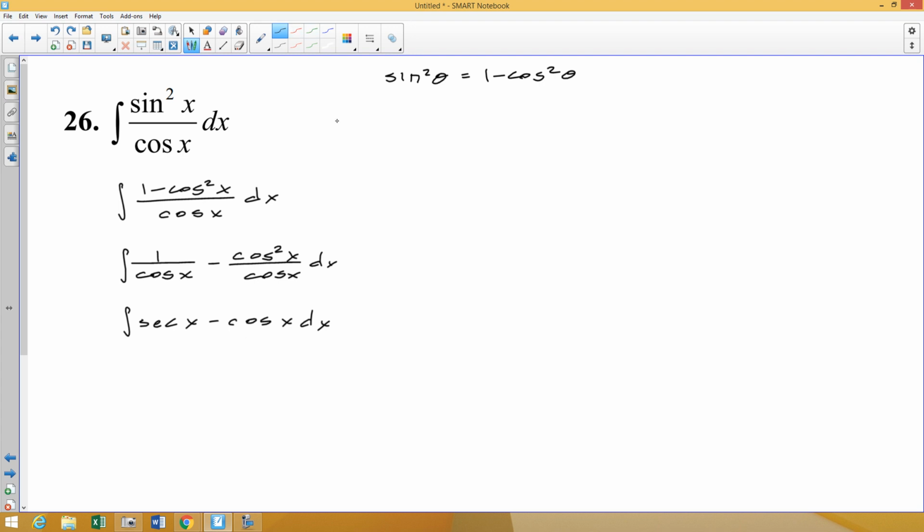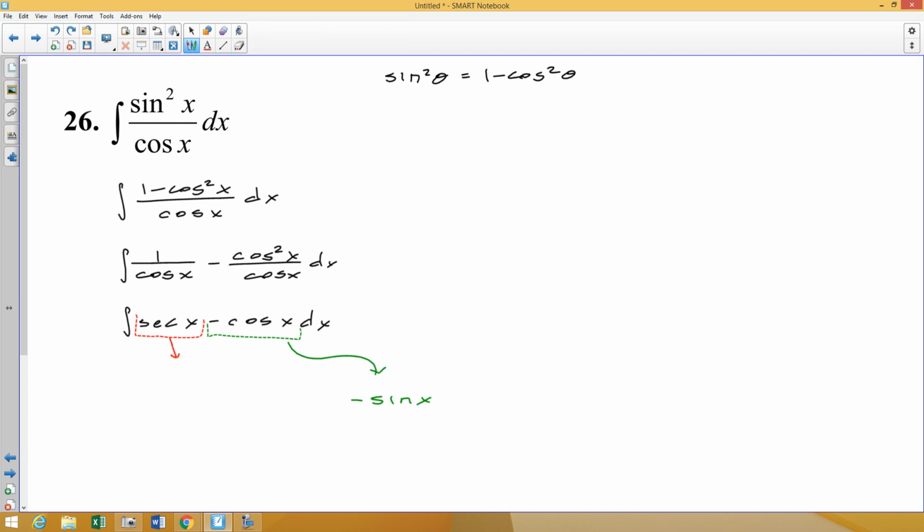Cosine is the derivative of sine. So when I integrate this part, the minus cosine x, the antiderivative of that is going to be minus sine x. The antiderivative of secant, if you're one of my students, we have not talked about this in detail yet, to my knowledge. And this is one that's really best off just memorizing.